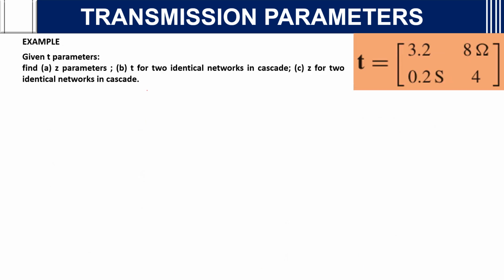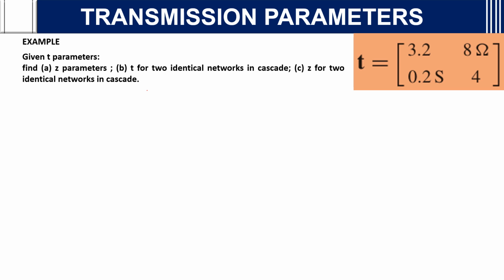Given the T parameters, we are asked to find the Z parameters and the T parameters for two identical networks in cascade. First, you need to find the Z parameters. Then, for the identical networks, we need to multiply the same T matrix by itself, and then you will get the cascaded network.